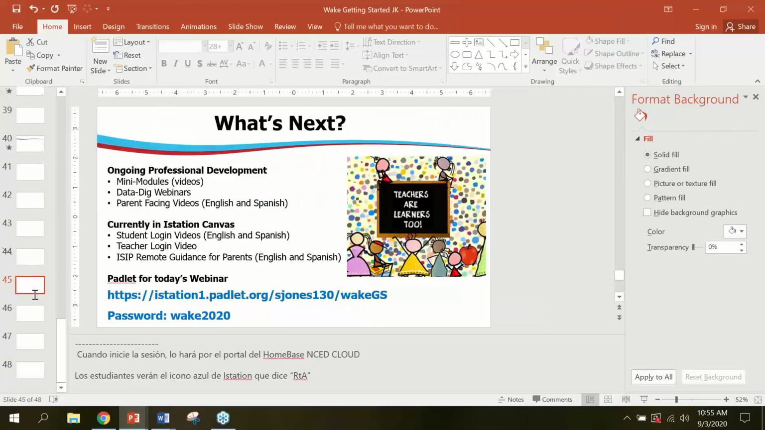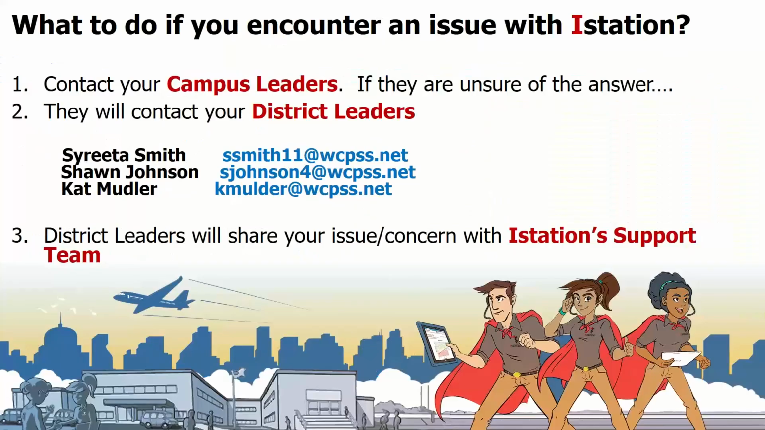And so the question is, if I encounter some issues with iStation, what do I need to do? Contact your campus leader first. And if they really need some answers, they can contact the district leaders. And we know that that is Rita Smith, Sean Johnson, and Kat Mulder. And their information is right here, and you can follow up with them. And then your district leaders will get in touch with the iStation support team.